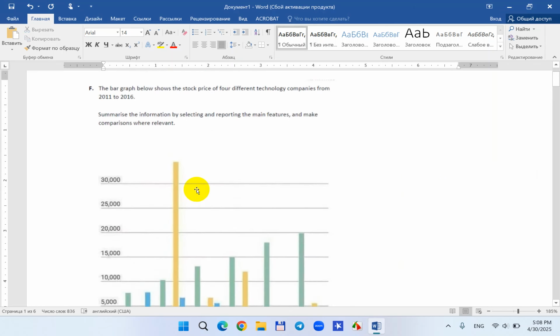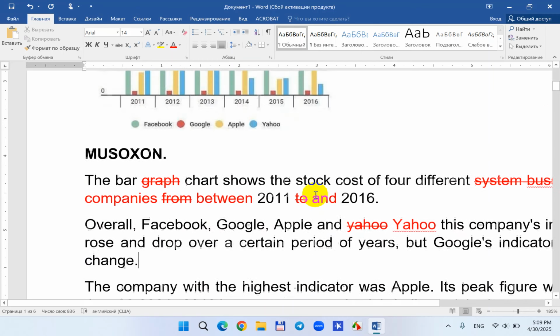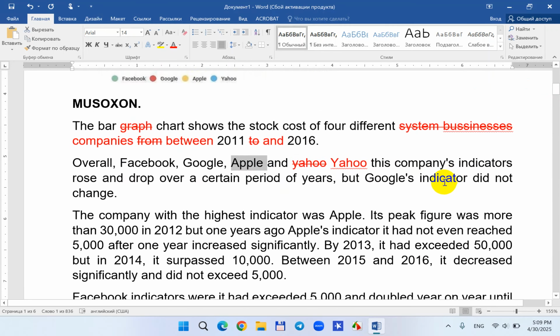And let's look at the picture. This one, the figure for Facebook did not fluctuate. This one decreased. This one increased. When it comes to Google, the figure for Google remains stable, but when it comes to Apple, increase, decrease, increase, decrease when it comes to its value. I think he wanted to talk about Apple, but you did not clearly give that.